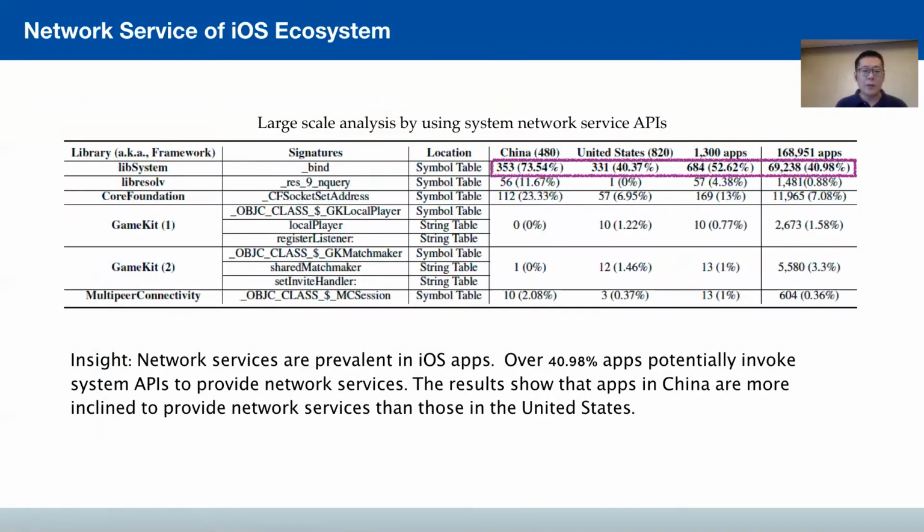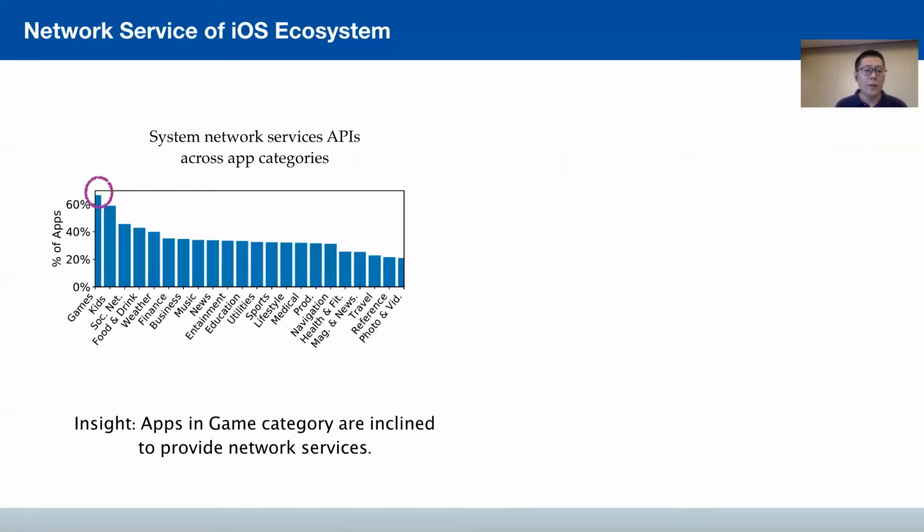By taking signatures of system network service libraries, we analyze the network services of the iOS ecosystem. The table depicts that network services are prevalent in iOS apps. Over 40% of apps potentially invoke system APIs to provide network services. The results show that apps in China are more inclined to provide network services than those in the United States. We found that apps in game categories are inclined to provide network services.